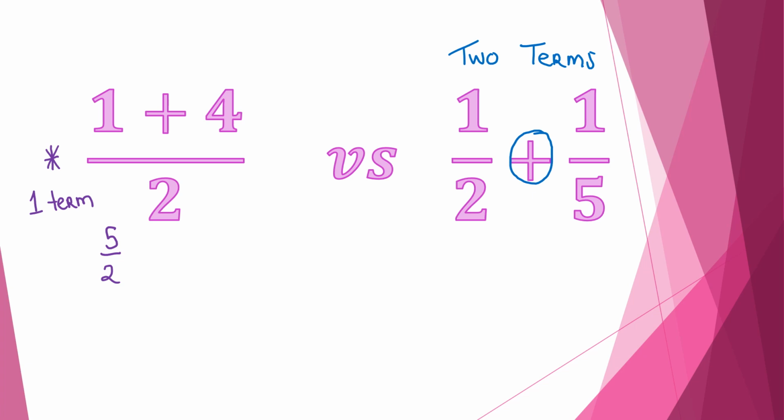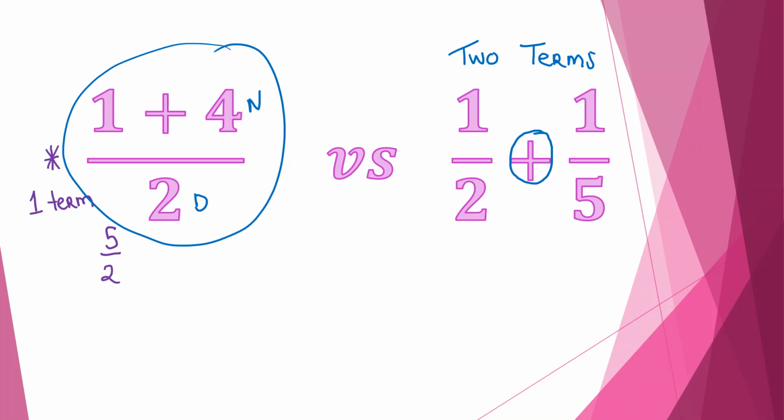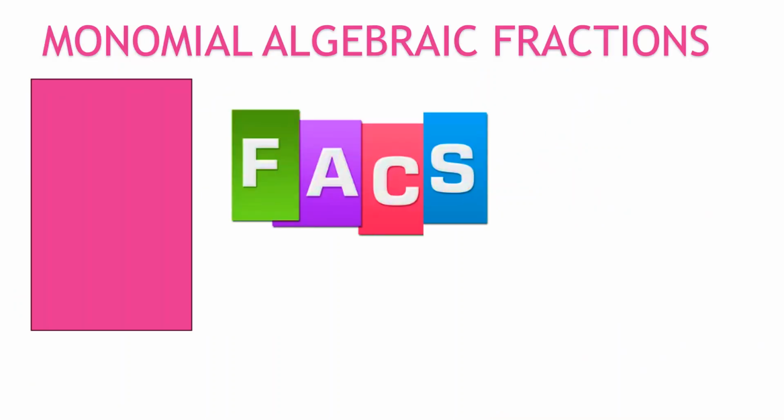So this is one term, okay? There's just a single fraction, one fraction with a numerator and a denominator. But in this case we have two fractions, each with their own numerator and each with their own denominators. So this is our acronym FACS for monomial fracs.